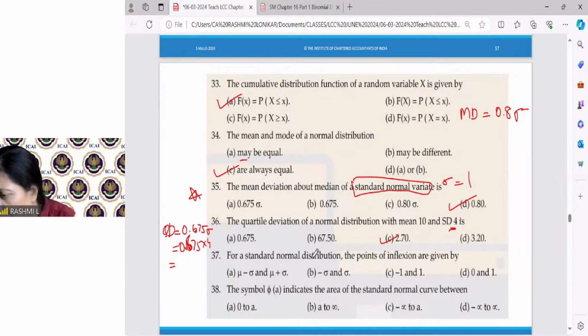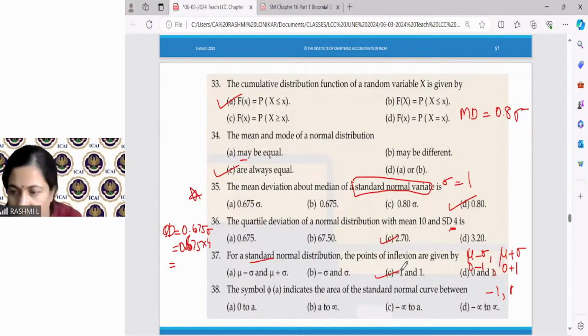37. For a standard normal distribution, the points of inflection are. So, what are the points of inflection? Mu minus sigma and mu plus sigma, right? These are the normal points of inflection. But for a standard normal distribution, what will the value be? Mu is equal to how much? 0 and sigma is 1. So, 0 minus 1 and 0 plus 1. So, it will be minus 1 and plus 1. Therefore, C will be the correct answer.